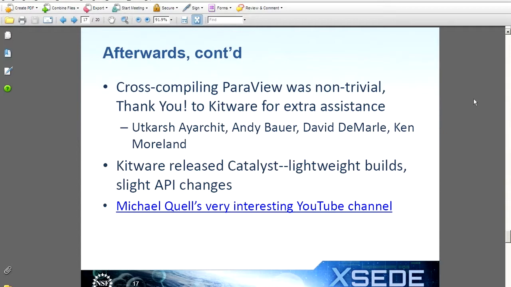Since then, they've also released a new version called Catalyst. So Catalyst is a way of compiling the libraries for the coprocessor so that you just get the filters that you need in your pipeline. So if you're only using isosurface or you're only using color maps, it will just compile that. It won't compile all of the other stuff in there. So when you're doing static linking, it keeps your SOs very small. And there's also been a few slight API changes, but nothing drastic for that.